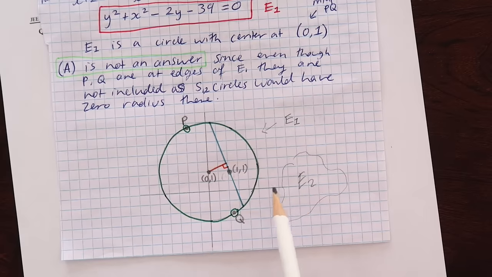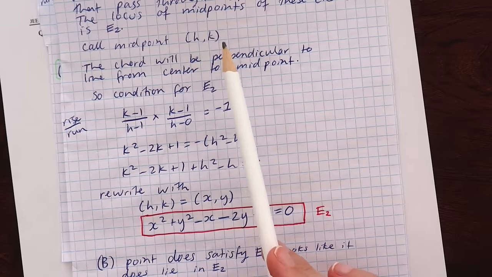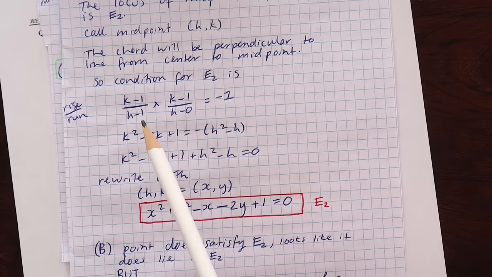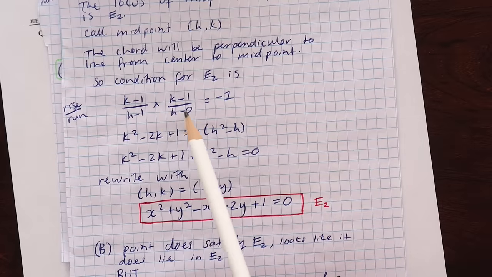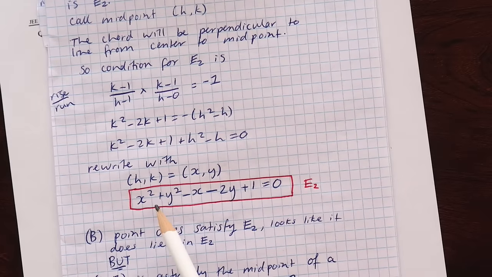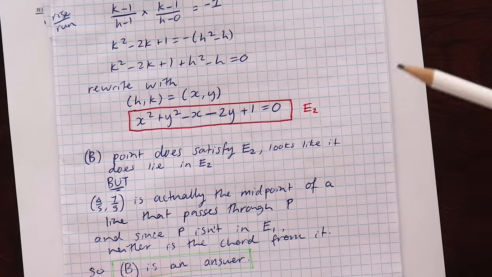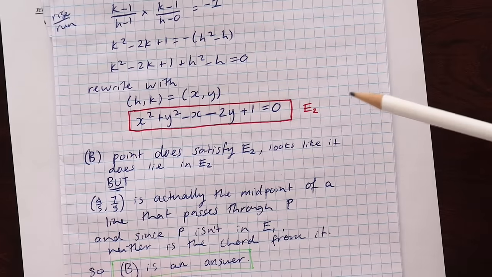To get E2, notice that the chord will be perpendicular to a line from the center to the midpoint. And so if we call our midpoint (h, k), then the condition for E2 will be that those two lines are perpendicular. Their gradients will multiply to be -1. Rearrange that, and you have the equation for E2. You'd think that finding E1 and E2 would be all the hard work done, because that was pretty tricky.